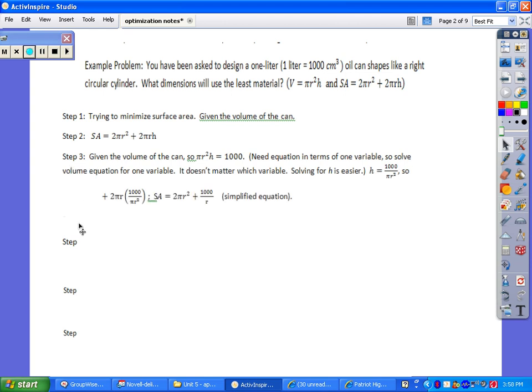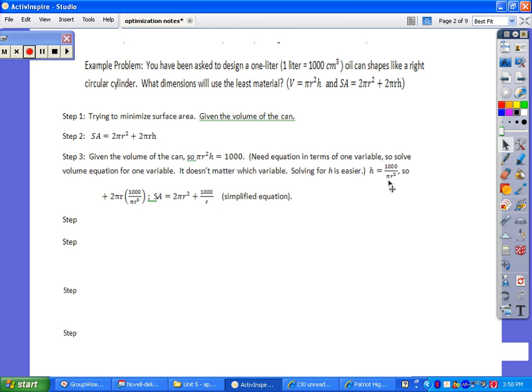Step 3, we also have to identify other things that we've been given. So we have been given the volume of the can, and so the volume of the can is 1,000 centimeters cubed. So I'm going to set pi r squared h equal to 1,000. And the goal is we need to get it in terms of one variable so that we can take the derivative and solve.